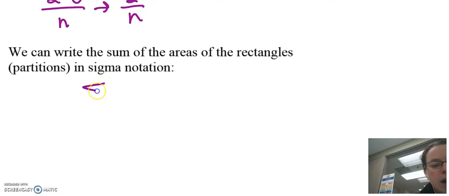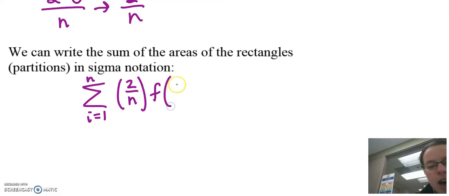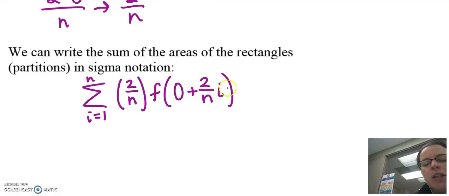So the sum of the areas is going to be the width of each rectangle times the height of each rectangle. Well, we're starting at 0 on the left, and we're going to add to it 1 rectangle, then 2 rectangles, then 3 rectangles, then 4 rectangles, and 5 rectangles, and 6 rectangles, etc., and get the heights by plugging into our function.